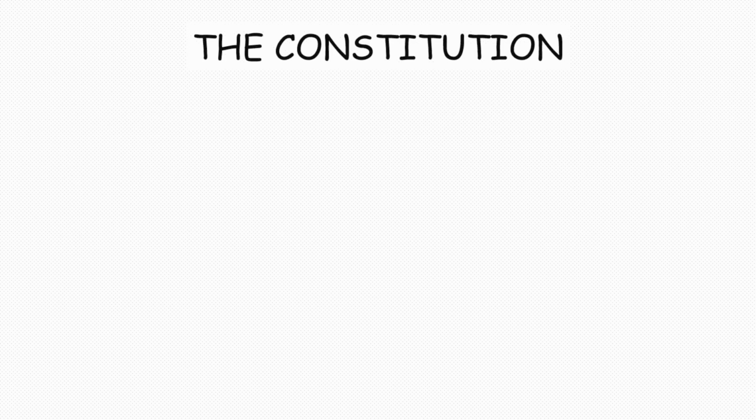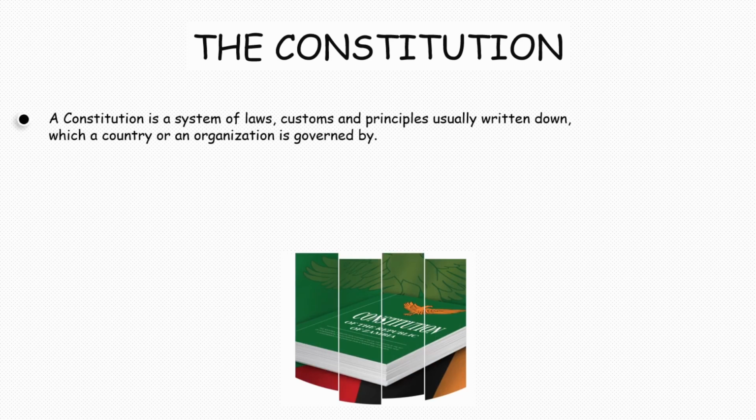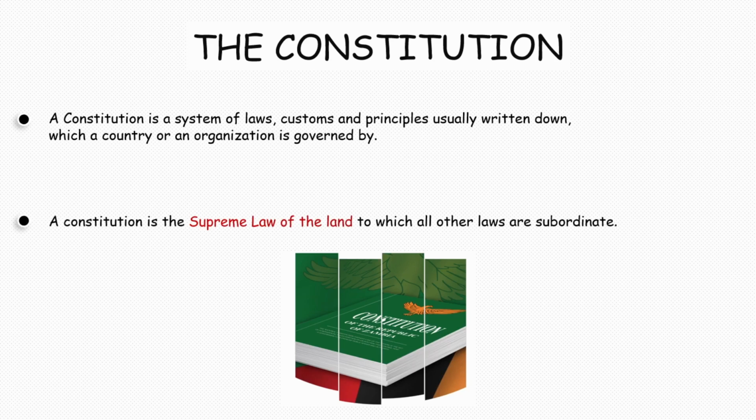Alright, so let's look at the first topic in civic education, which is the constitution. So what is a constitution? So a constitution can be defined as a system of laws, customs, and principles, usually written down, which a country or an organization is governed by. Or we can define it as the supreme law of the land to which all other laws are subordinate.